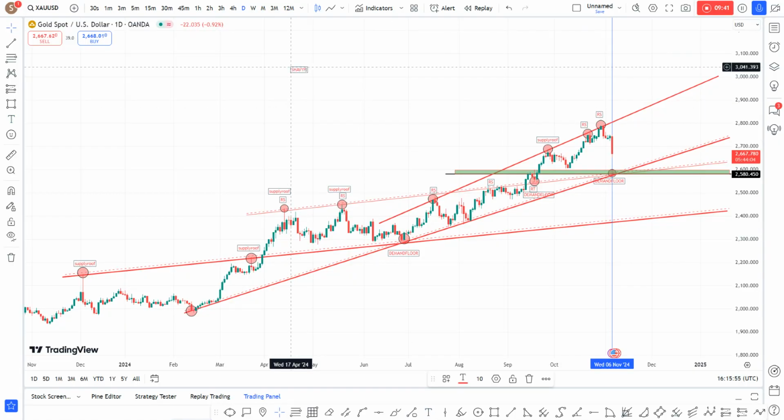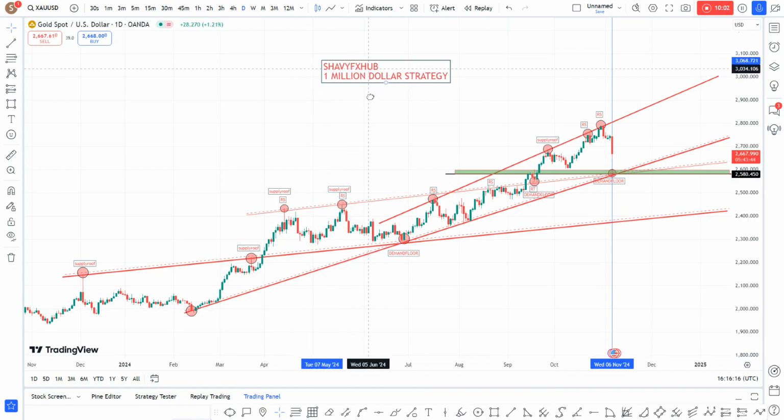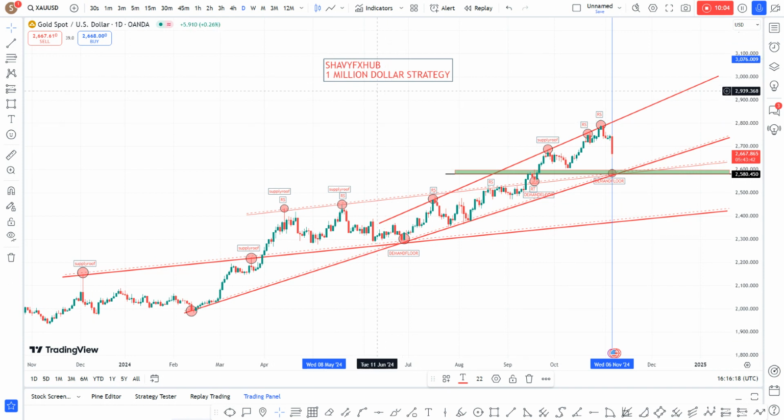Shabby FS Hub, $1 million strategy, for good. Yes, that is what it is. I will tell you what my strategy is. So this is what the strategy is.